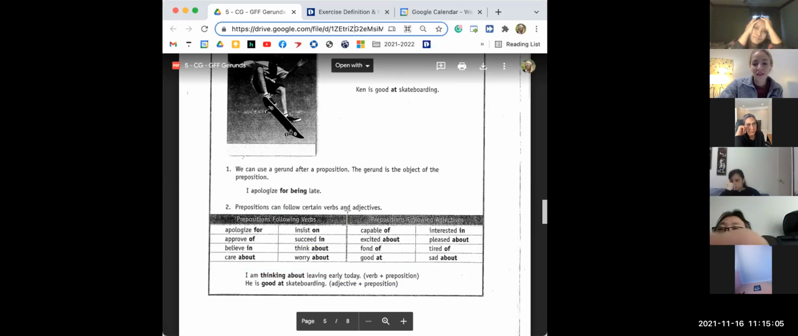So prepositions follow some verbs. Prepositions also come after adjectives as well. Capable of, excited about, fond of, good at, interested in, pleased about, tired of, and sad about. After the adjective and preposition, we will use the gerund to tell us what activity you are capable of, or what activity you are sad about.